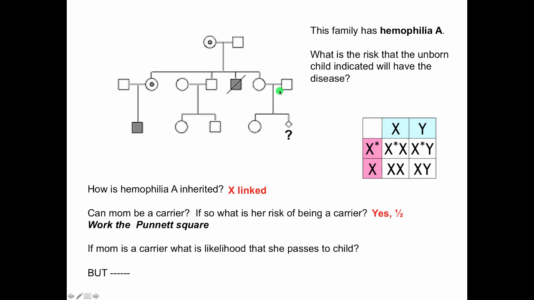So if mom's a carrier, what's the likelihood that she passes the disease to her child? Well, it's a half, but you've got to consider it's a half risk that she passes the disease to her child, but it's a half risk that she's a carrier, so it's a half times a half. But then, since it's an X-linked recessive gene, the person showing the disease has to be a boy, so it's a half times a half times a half. So it's a 1/8 chance that this unborn child is going to have the disease.